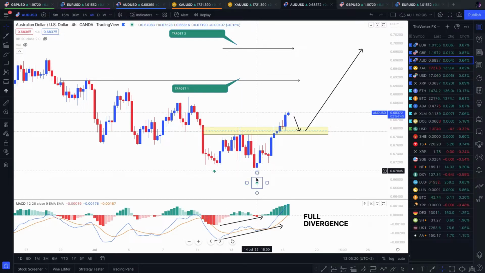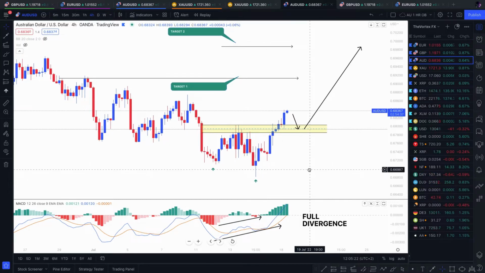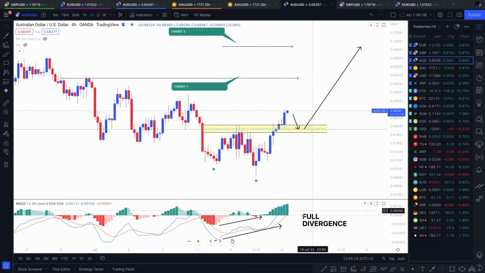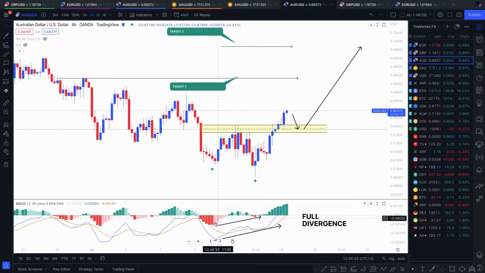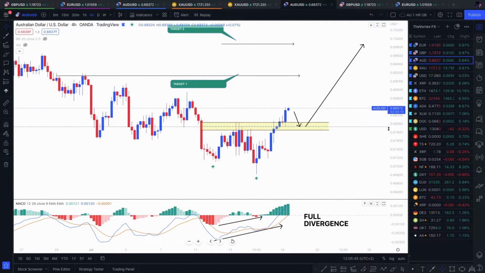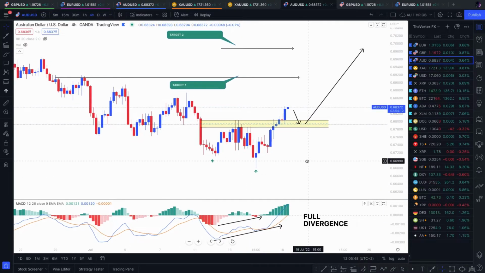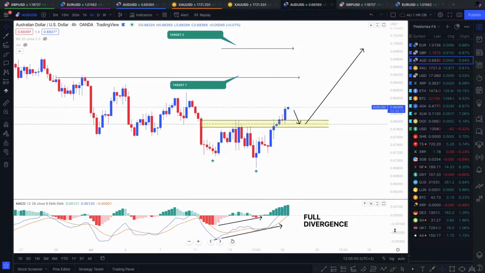However, this is a wick, and what adds confluence to the setup is the full divergence that we have across the MACD. When I say full, I mean notice that even though price did wick lower, look at the histogram. Across those 2 points in time, we went from quite a steep curve underneath to not so steep. So we are sloping upwards, which showed us that the sellers were weakening out and the bulls were more than likely going to come and take control.